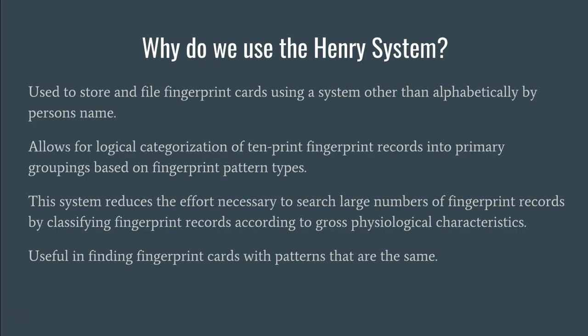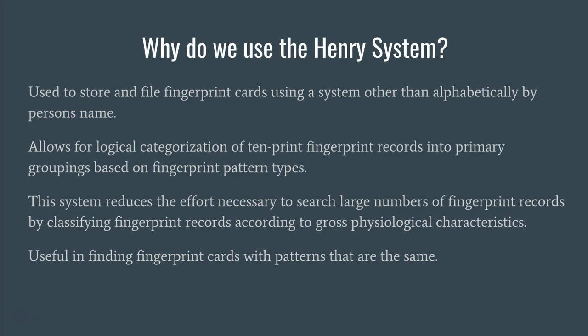Now, the reason we call it the Henry system is it's named after Sir Edward Richard Henry, who was a scientist and a police officer from the UK. He actually served in the Indian Civil Service and was promoted to Inspector General in Bengal in India in 1891. And he was fascinated with fingerprints. He later became the head of the Metropolitan Police of London. But the most important thing that Henry did was in 1897, he proposed a new system of classification for fingerprints, which he titled the Classification Use of Fingerprints.